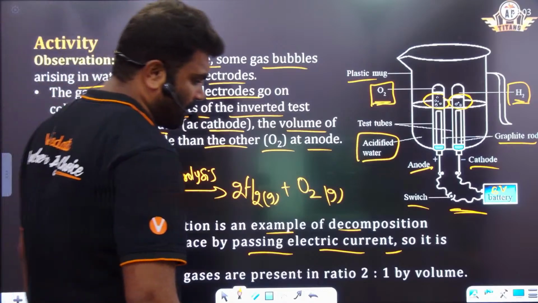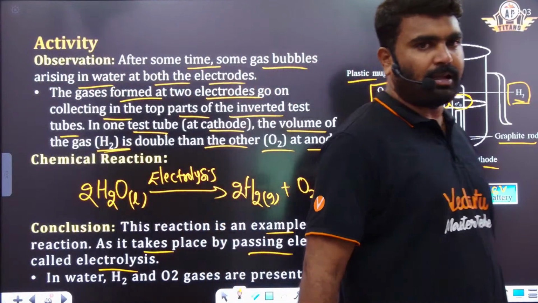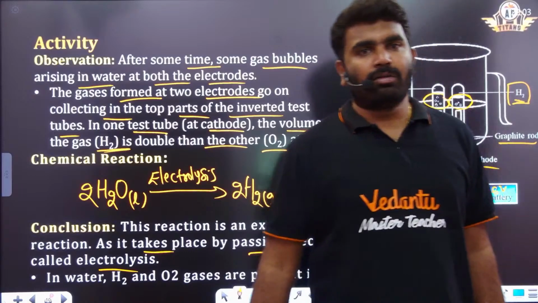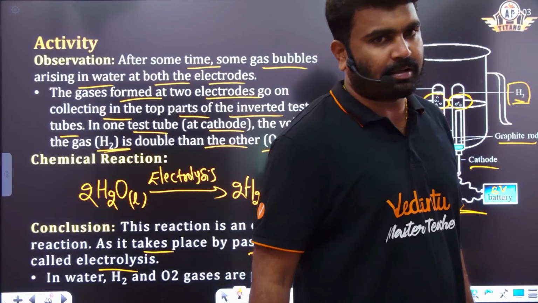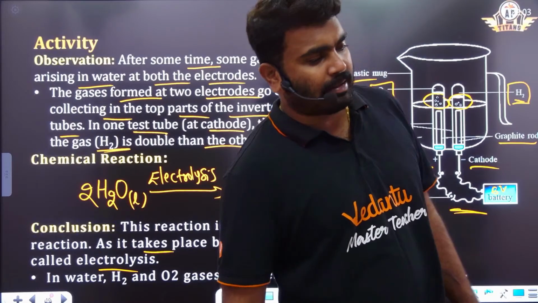So this reaction is happening with the help of electricity, so that it is electrolysis. Sir, graphite is a good conductor of electricity, sir. Yes, it is a good conductor of electricity. Okay.